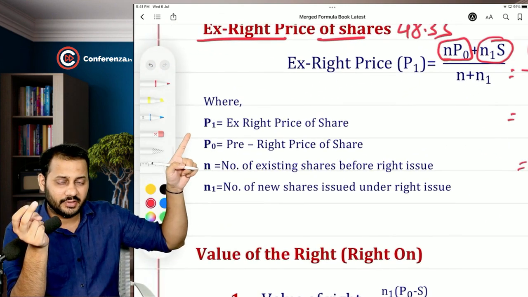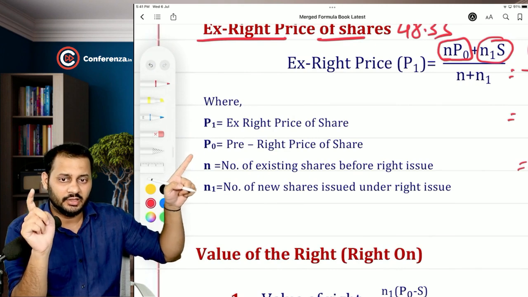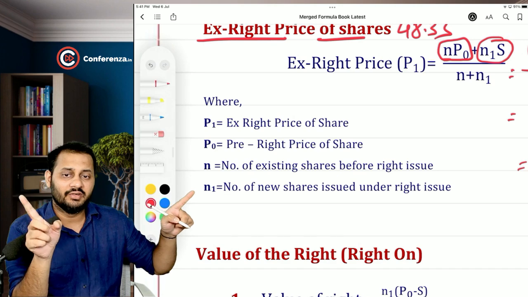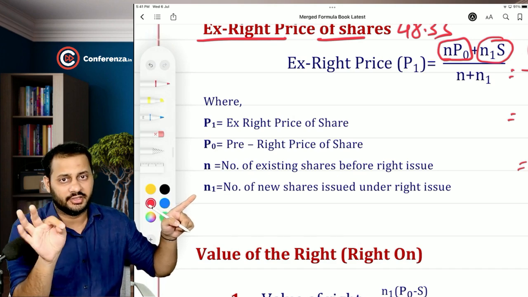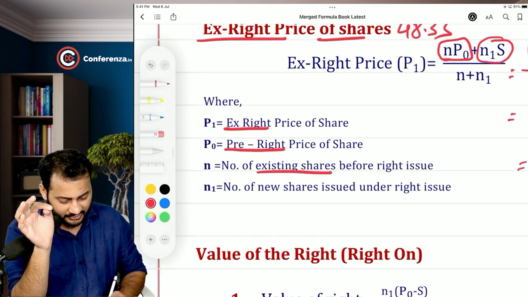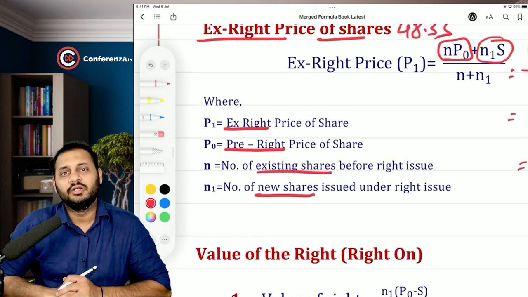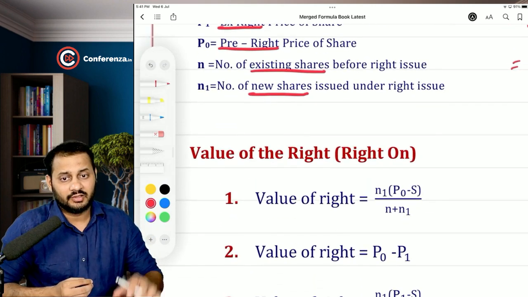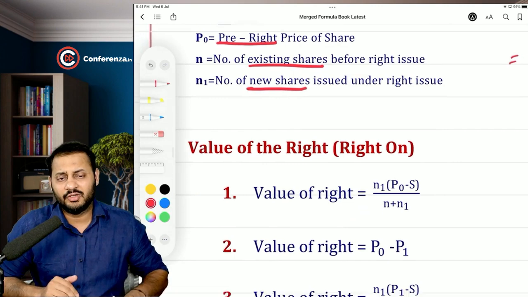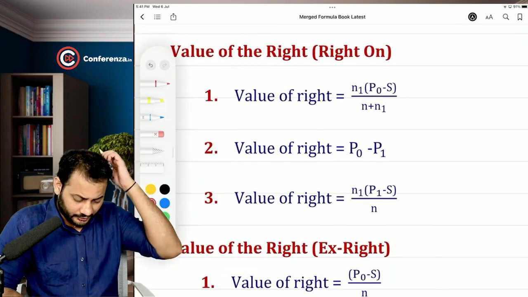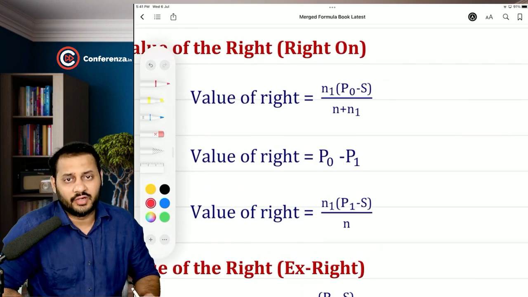Okay, so you will get everything here. P1 is the ex-right price, P0 is the pre-right price. N is the number of existing shares before right issue. N1 is the number of new shares under right issue. So this is ex-right, pre-right, existing share, new shares. That is what you have to understand. This will give you the price of the share. But now what is the value of the right? I will talk about rights on and ex-right later on, but let's get to the point. What is the value of right?